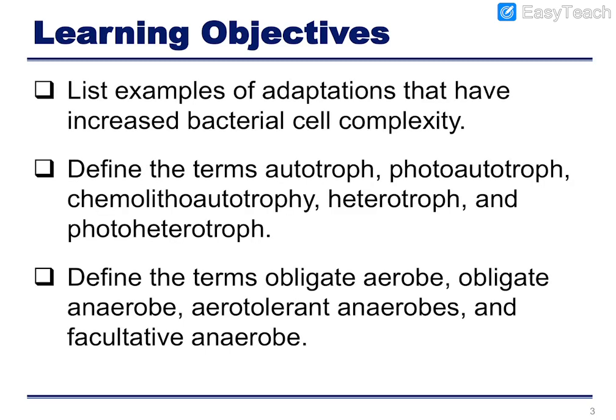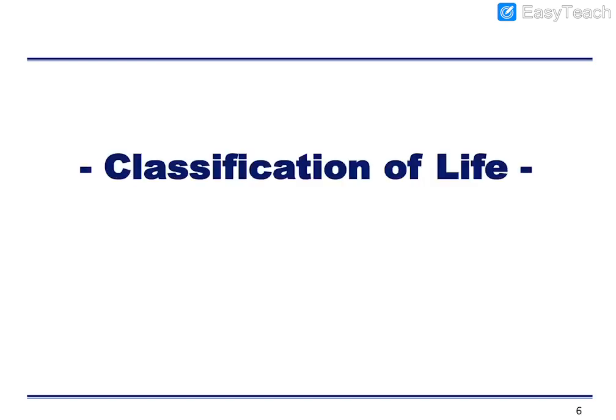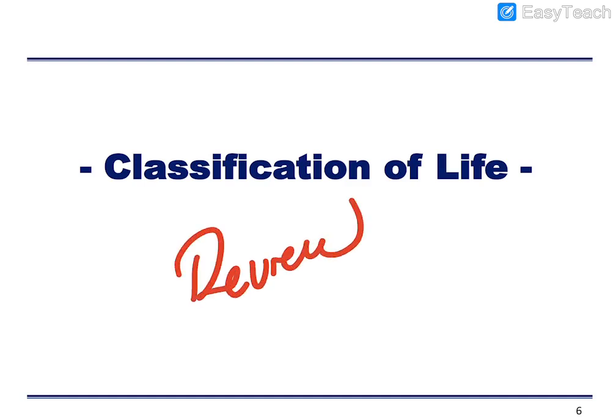After this lecture, you will be able to list examples of adaptations that have increased bacterial cell complexity throughout millions of years. You'll also be able to define terms such as autotroph, photoautotroph, chemolithoautotroph, heterotroph, and photoheterotroph. You will also be able to define and understand the terms obligate aerobe, obligate anaerobe, aerotolerant anaerobes, and facultative anaerobes.